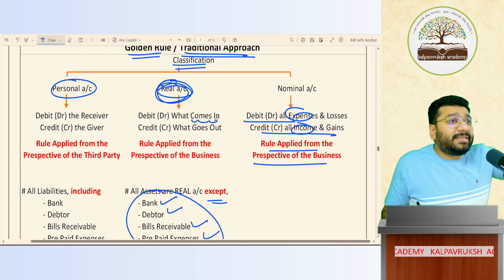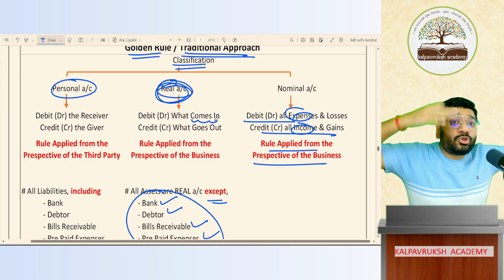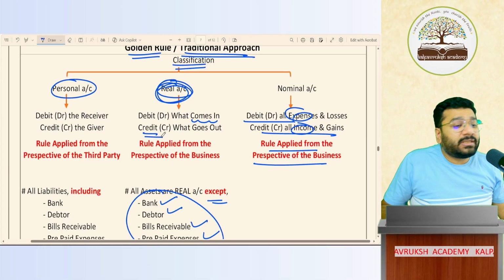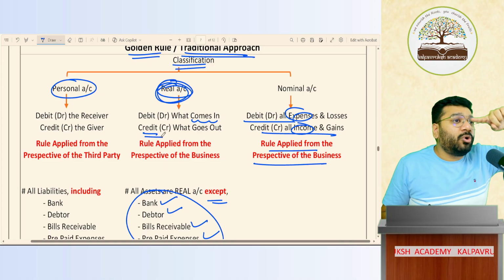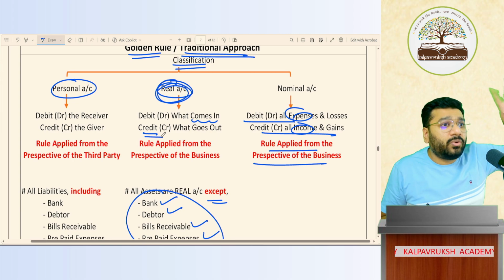If an asset is coming inside the business, debit yourself. If the asset is going outside the business, credit yourself. So debit what comes in, credit what goes out.